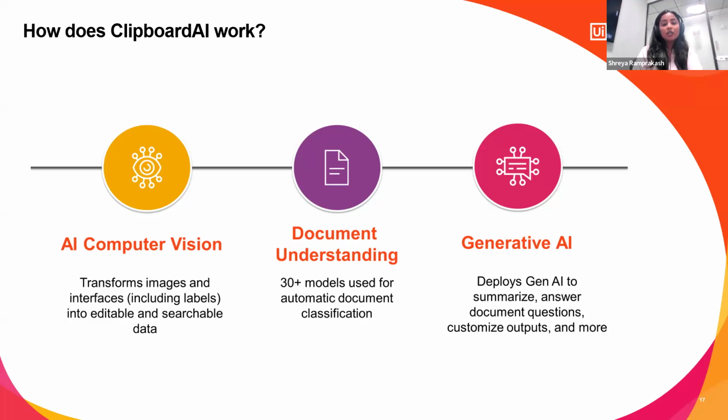Document understanding. What DU does here is that we are using over 30 models to understand what sort of document you are classifying. So if you're scanning, say, an invoice, Clipboard AI would first scan that document, and using the DU models it would recognize what sort of document you have scanned. It would eventually come up as an invoice.